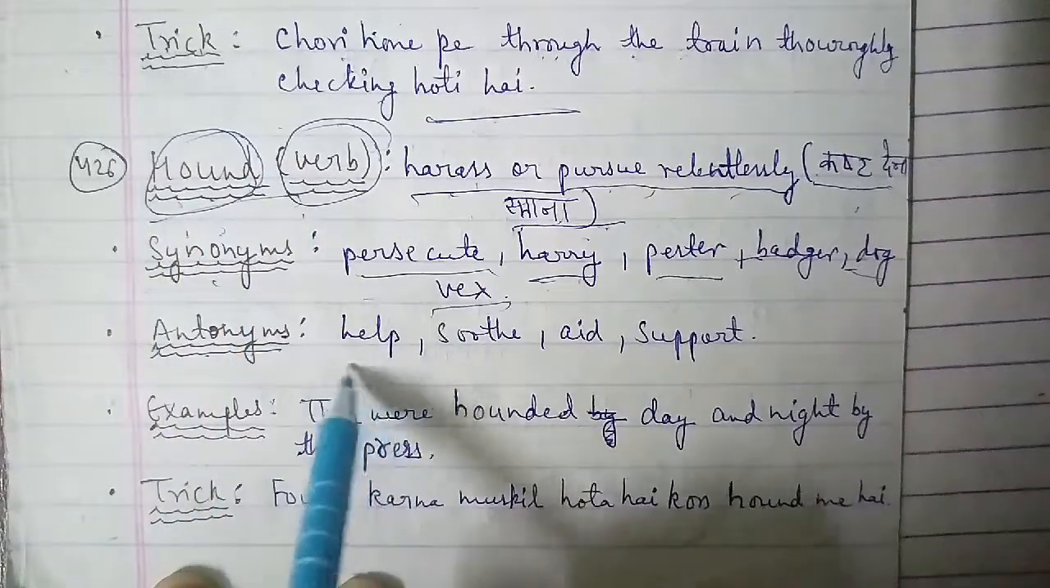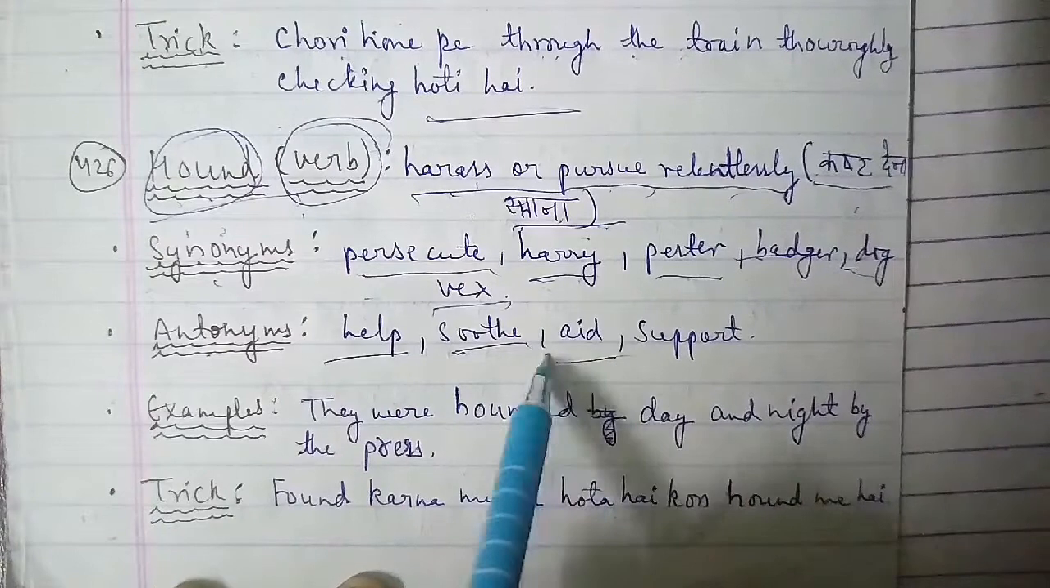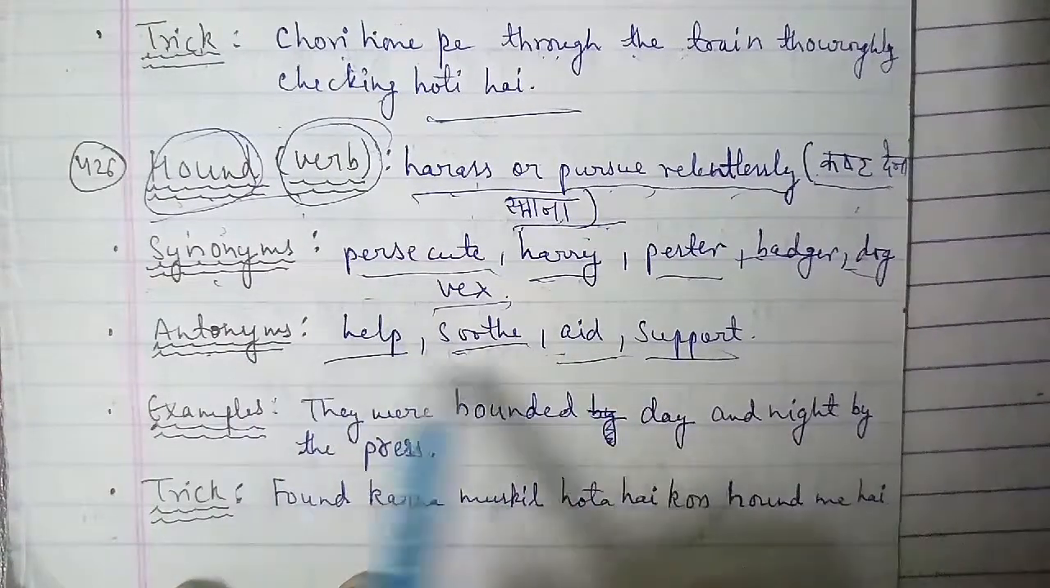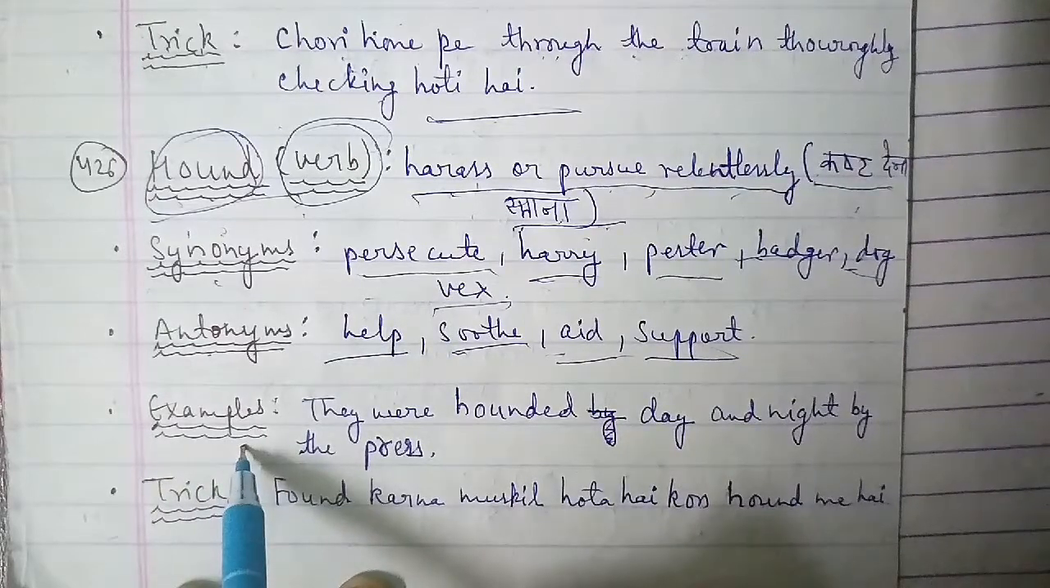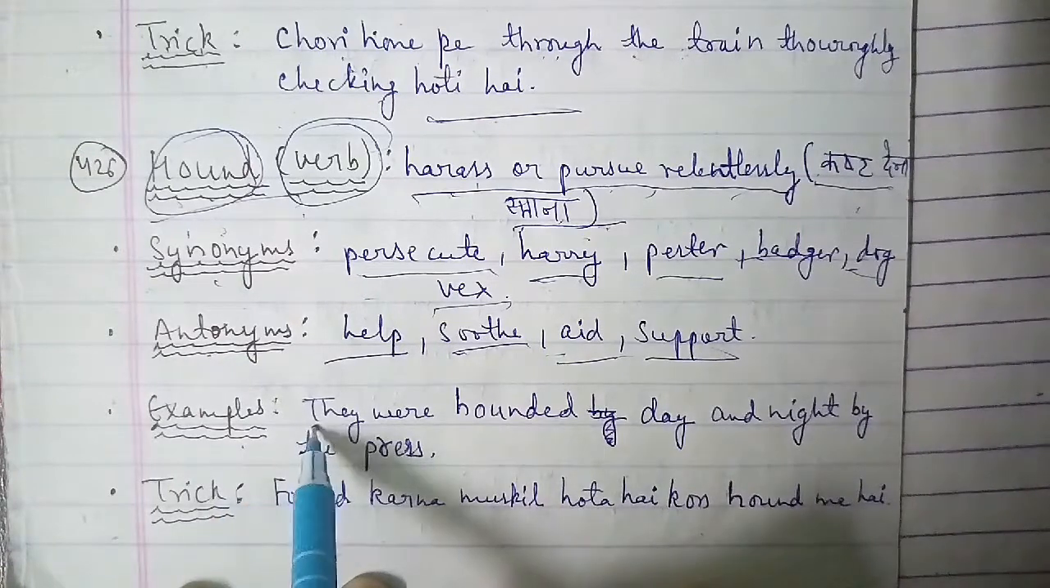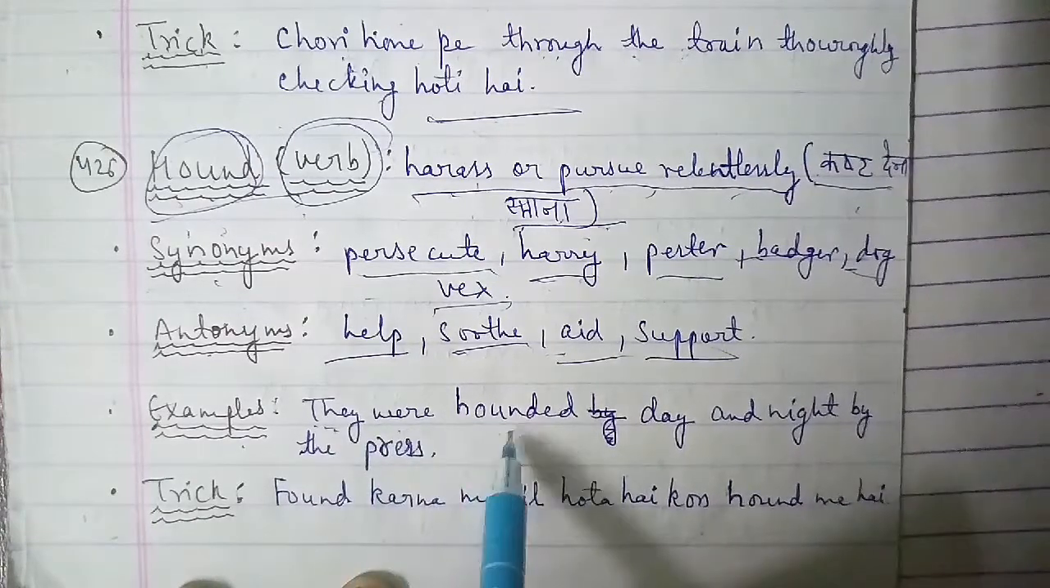Examples of hound, from where you can use these words to frame sentences in your conversation: they were hounded day and night by the press. तो प्रेस की वजह से ये लोग दिन रात परेशान हो रहे हैं, उनको कष्ट हो रहा है, उनको सता रहे हैं.